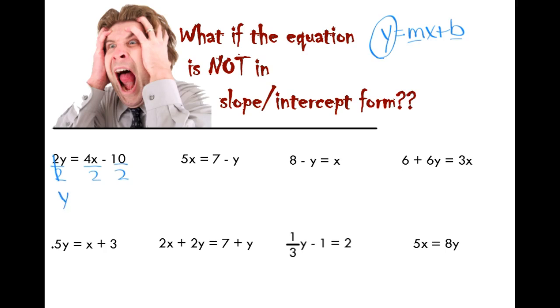That gives me y equals 2x minus 5. And there you go. One step and it's in the correct form. The next one. Y is almost by itself, kind of.